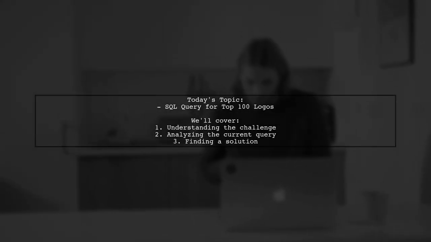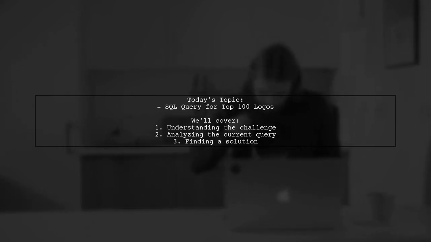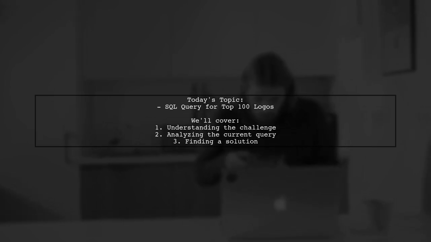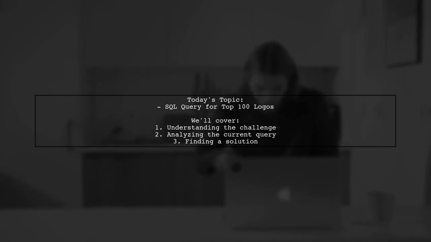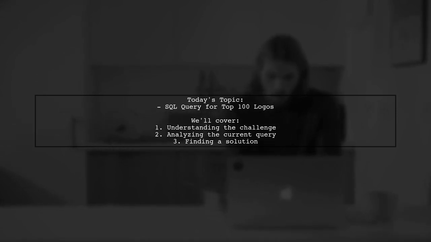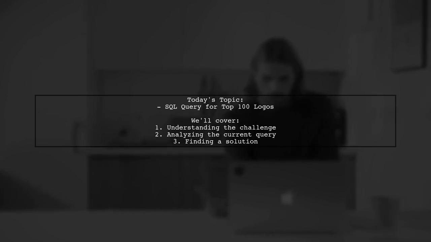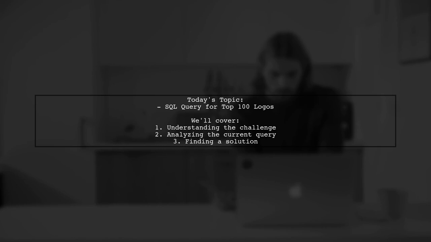Today, we're tackling a question that many database enthusiasts encounter. Our viewer is working with a database of logos, boasting an impressive 18,000 entries, each with its own score. They want to select the top 100 logos based on their scores, but with a twist: they want to display them in reverse order, from 100 down to 1.